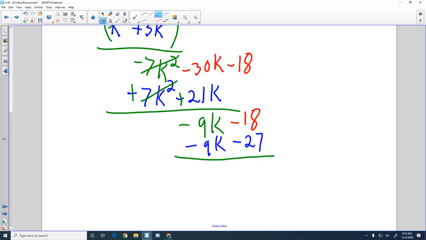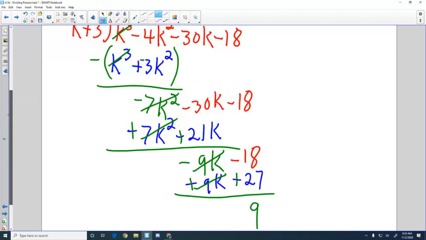So right here we subtract. And so again, what I think might help everyone keep it straight is just flip the sign of every term on that bottom line. Just flip the signs right now and then just add them up. 9k and a negative 9k cancel out. A negative 18 plus 27 equals a positive 9.